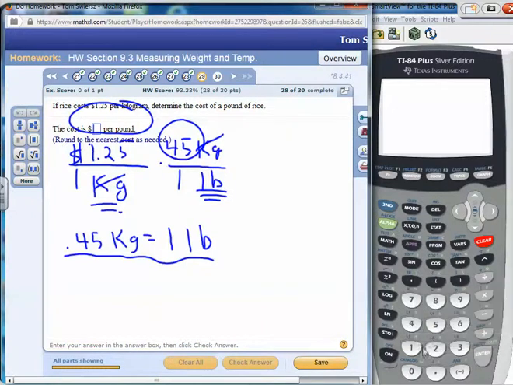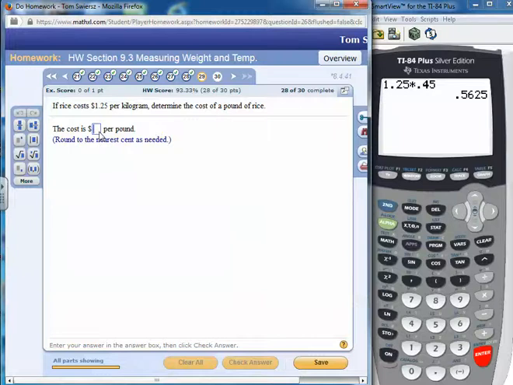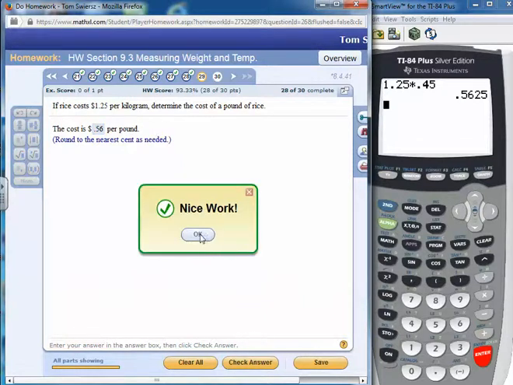Okay, $1.25 times 0.45, and that gives us 0.5625. So the cost is 0.5625, to the nearest cent. Cent is 2 decimal places. The third decimal is a 2, so we would keep the 6 with the second decimal, and it would be 0.56. Because you've got a dollar sign, so it's less than $1, so we need a decimal, 0.56. And that is indeed the correct answer.